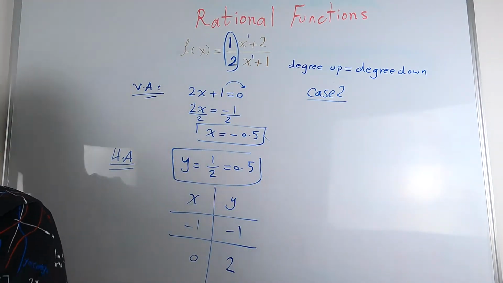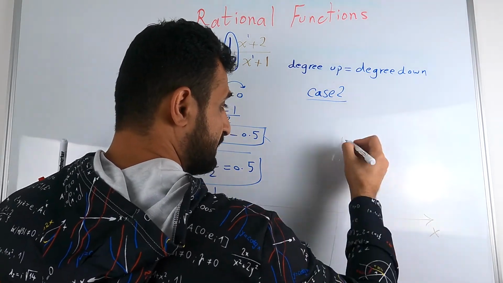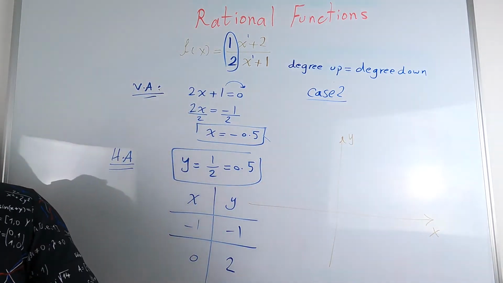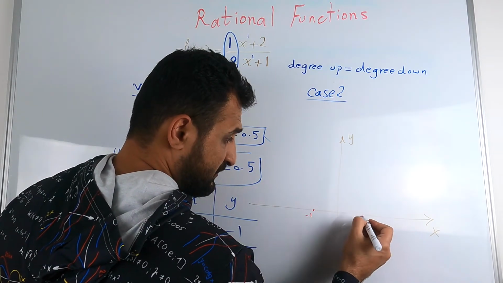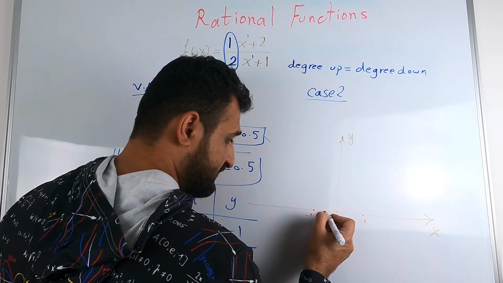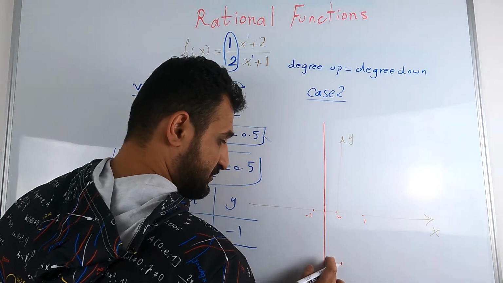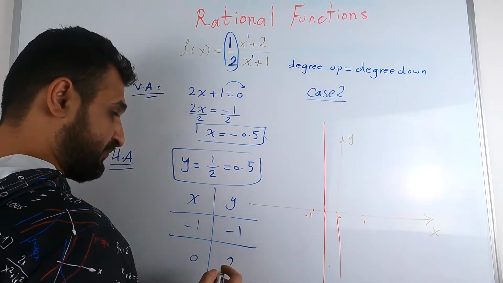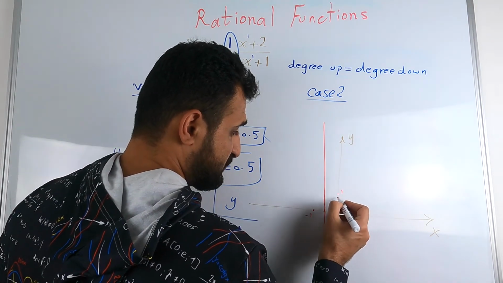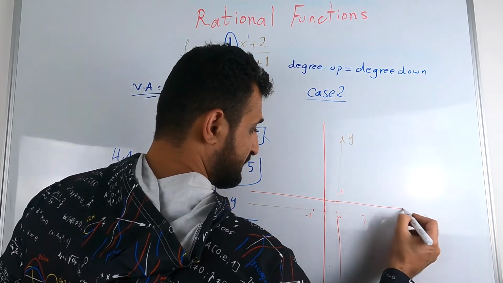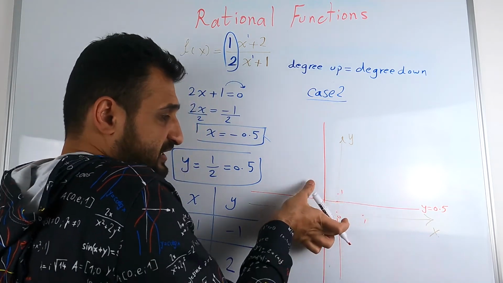Now graphing. How to graph. First of all, I will draw the asymptotes. I have x equals negative 0.5. So this is 0 here, 0.5 negative is here. X is negative 0.5. This is the asymptote. And the other one, y equals 0.5. This is 1, so 0.5 is here. Y equals 0.5. So my graph will be either here or here.